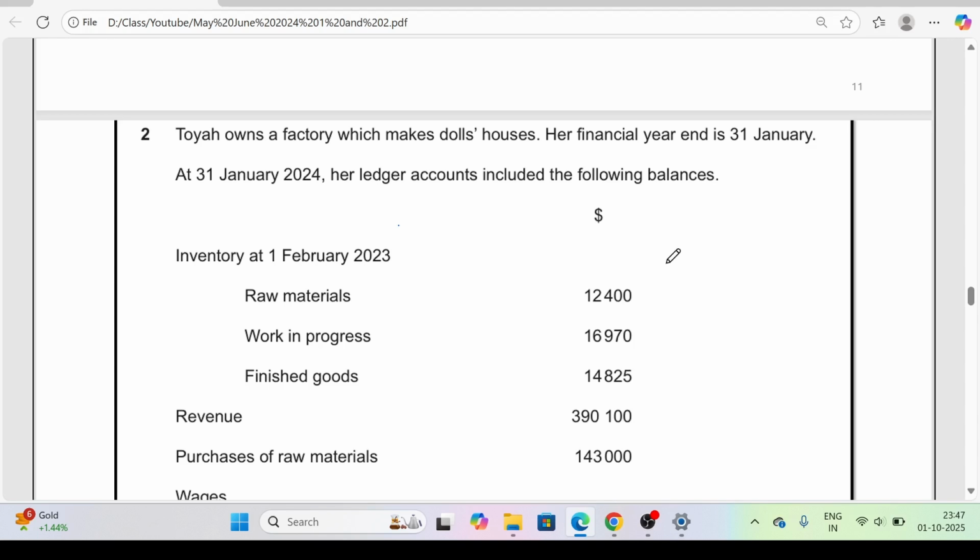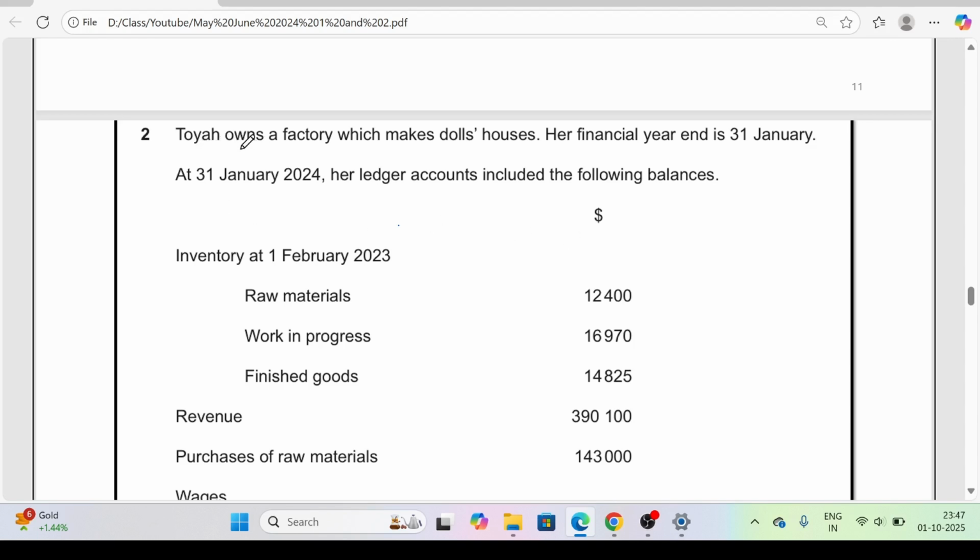Today we are going to look at question number 2 from component 22, which is based on the manufacturing account. In this class, you will understand the meaning of manufacturing account, and secondly, you will learn the format of manufacturing account, and third, we are going to check each key adjustment required. Okay, so let's get started.